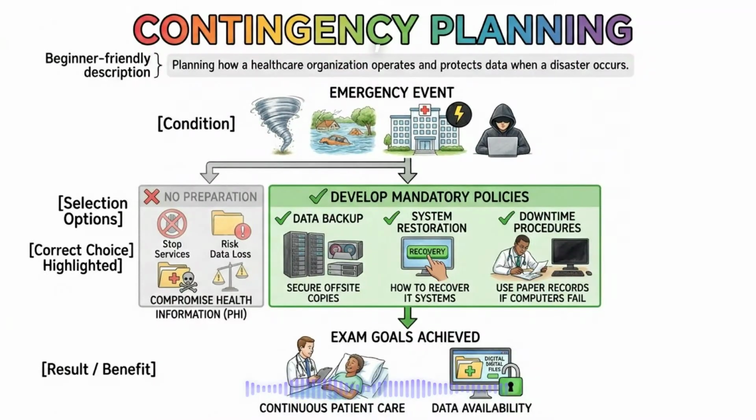Contingency planning ensures that the healthcare organization can continue to operate and protect health information during an emergency, such as a natural disaster, a massive power outage, or a cyber attack. The administrative team must develop policies that outline how to back up data, how to restore systems, and how to treat patients using paper records if the computers go down.